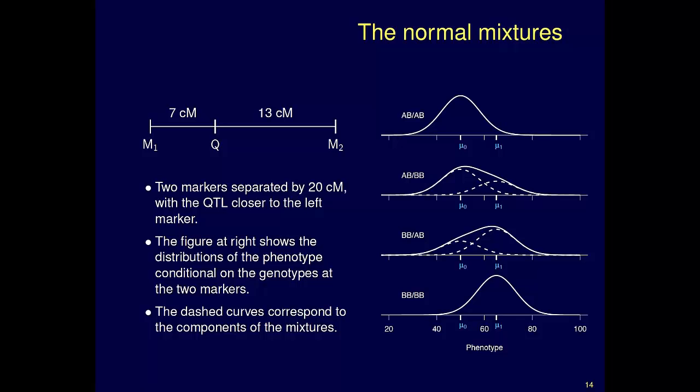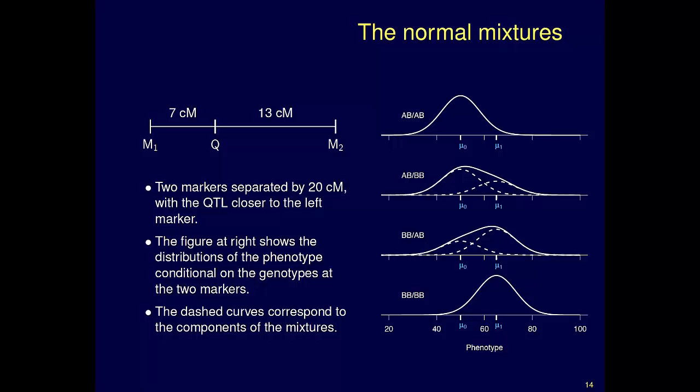Those that are heterozygous at the first and homozygous at the second will include two groups of individuals. You don't know which is which, but some of the individuals will actually be heterozygous at the QTL, and some will be homozygous at the QTL. So those that have a recombination event in the second interval, so that their QTL genotype is the same as the first marker, and those that had a recombination event in the first interval, so their QTL genotype is the same as the second marker.